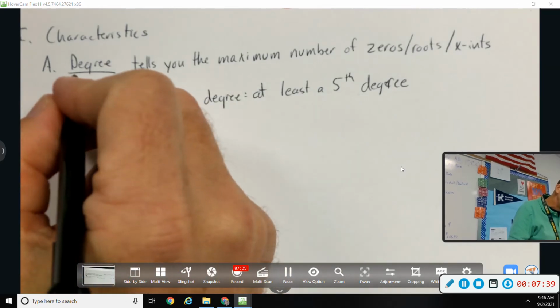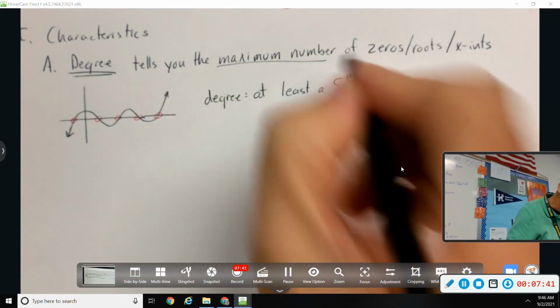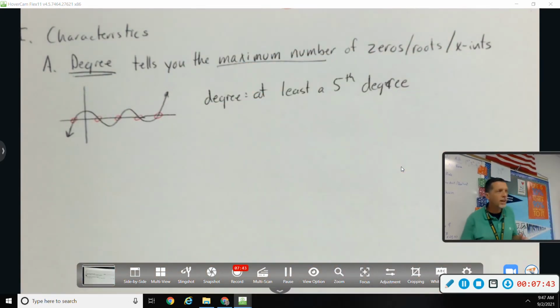So, back up. The degree tells you the maximum number of zeros. So if you got an x to the 5th problem, the most number of answers you'll have is 5.